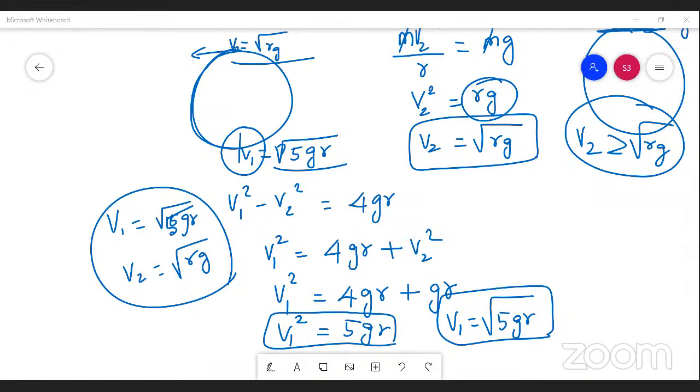Dear students, our animation is not clear. That's why we will explain through WhatsApp. We will post it to WhatsApp. This is a very important condition of V1 and V2, and tension T1 and T2 are also very important. These equations should be done.